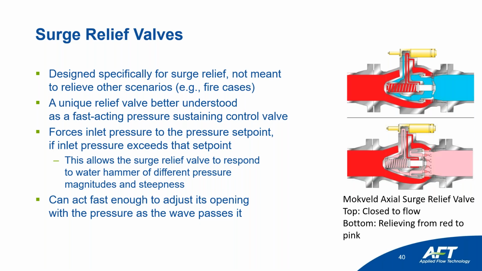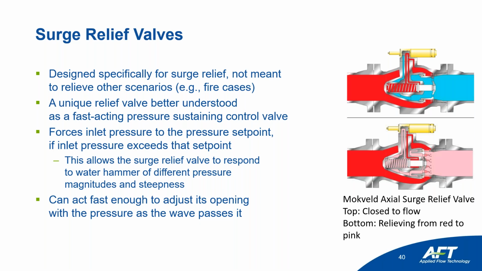The idea is the valve itself actuates in order to try and mitigate the surge wave that comes passing by and protect the downstream side of your system, to prevent that supply pressure from taking the full brunt of your pressure wave coming past. So it forces the inlet pressure to whatever your pressure set point is. If it exceeds the set point, then it will attempt to actuate in order to try to drop it back down. And that's what allows surge relief valves.